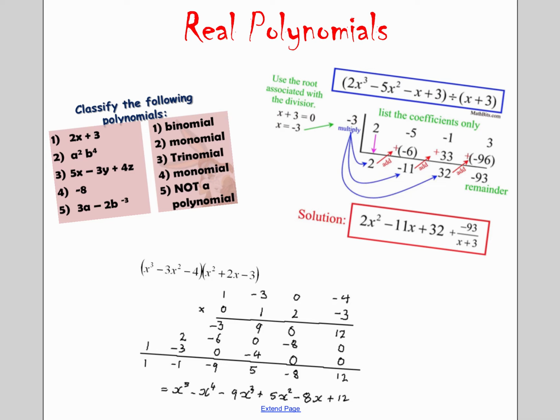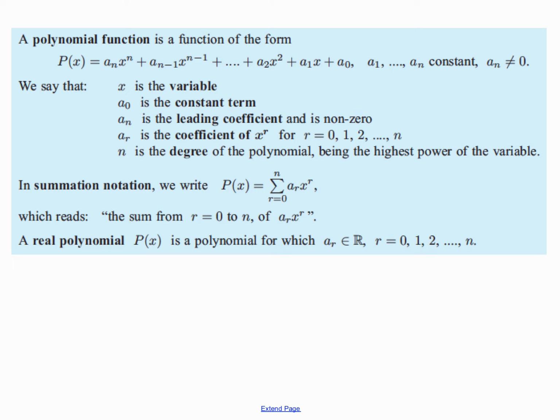All right, real polynomials. We've heard of polynomials. We know what they are: x squared plus 2, 3x. Actually, a constant is a polynomial too. But here's a formal definition. A polynomial function is a function of the form p of x equals a sub n x to the n, and then each of the terms keeps decreasing by 1, the coefficients as well as the exponent, until you get to a constant a sub 0.